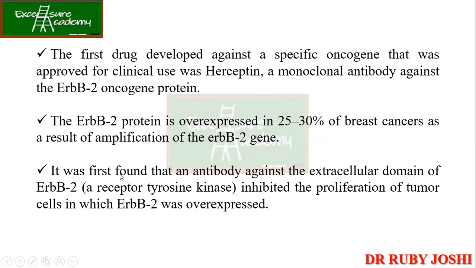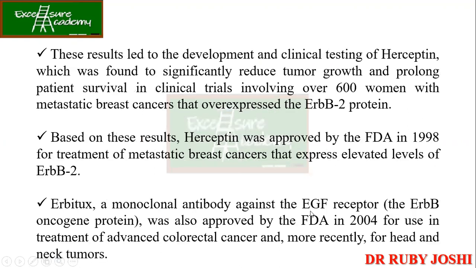Okay? So it was first found that the antibody against the extracellular domain of ERB2, that is a receptor tyrosine kinase, inhibited the proliferation of tumor cells. जहाँ पे भी हमें इसका overexpression मिला, तो इस हिसाब से हमने उसको ड्रग के रूप में उसको मार्केट में लाया. Now these results led to the development and clinical testing of Herceptin, and बहुत सारे women made clinical trials and they found that whenever there is overexpression of the ERB2 protein, breast cancer है, और जब आपने Herceptin दिया तो there was the delay.